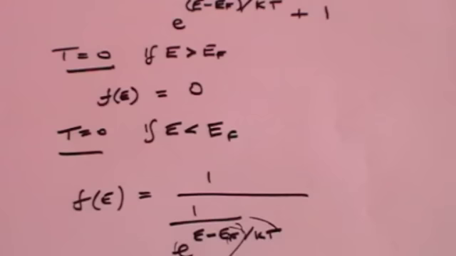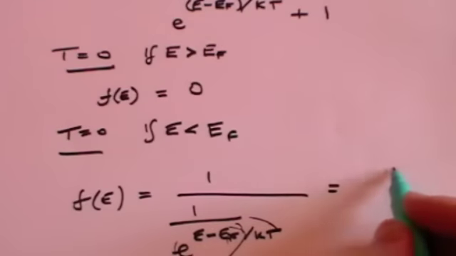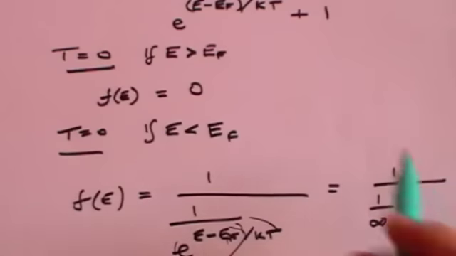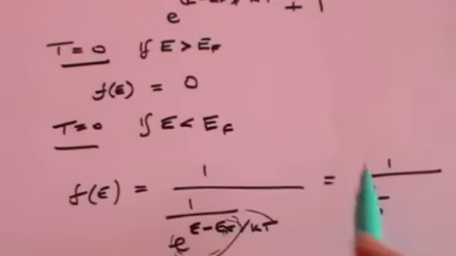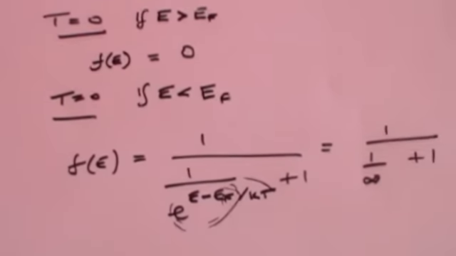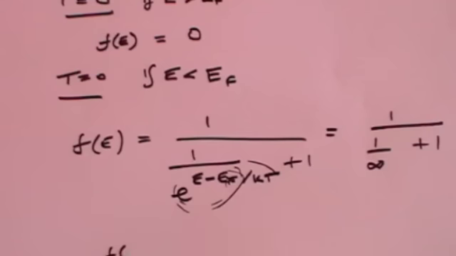1 over infinity is naught, but we must also remember that plus 1 term there. That gives us that the probability of the energy level being full is 1 over infinity, which is naught, plus 1, which is 1 over 1, which is 1.